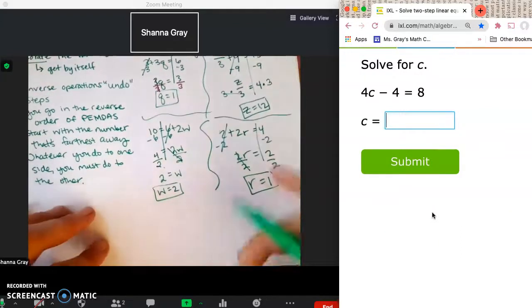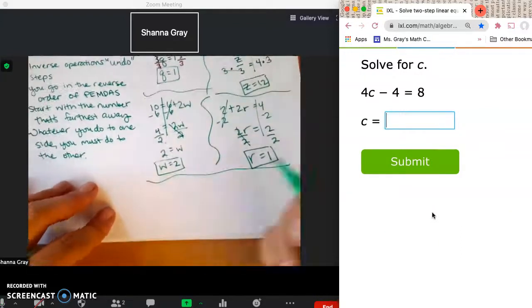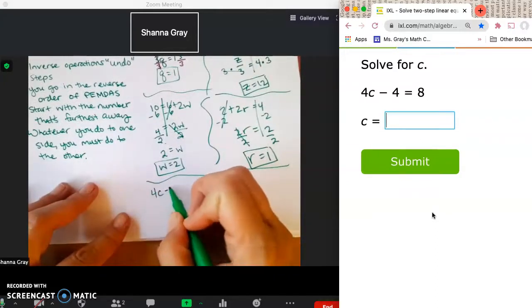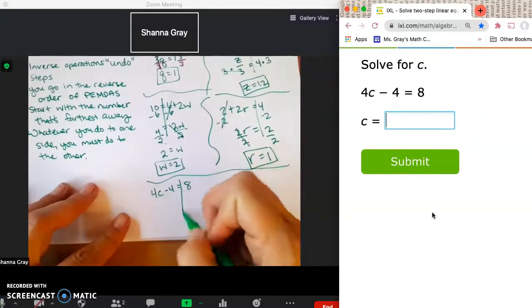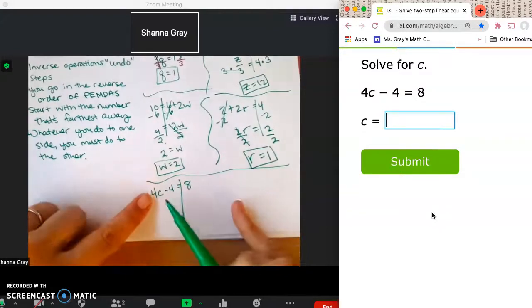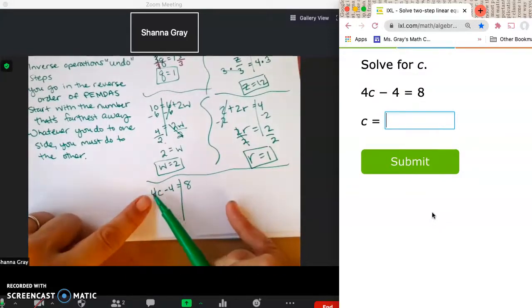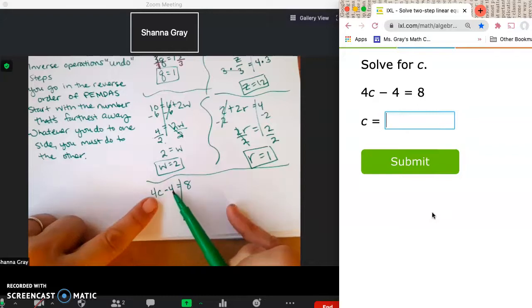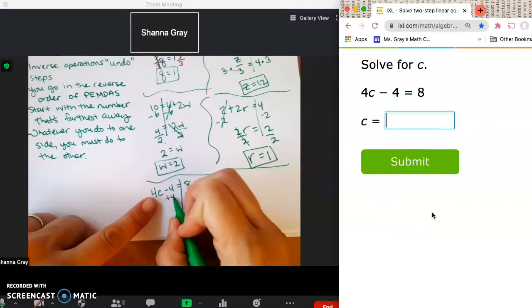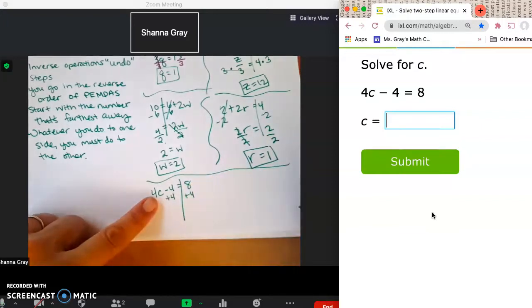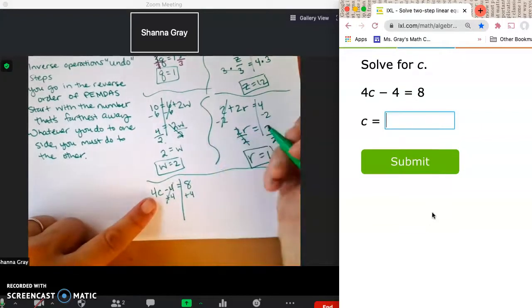Okay, moving on then. 4c minus 4 equals 8. So 4c here. If I'm looking for the number that's farthest away, the 4 here is next to c. So I'm going to come over to this negative 4 here. So this is a minus 4, negative 4. And the opposite is a positive 4, or adding 4. So negative 4 plus 4, 4c is left over.